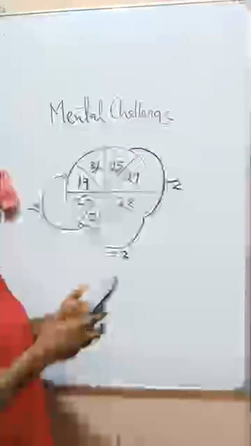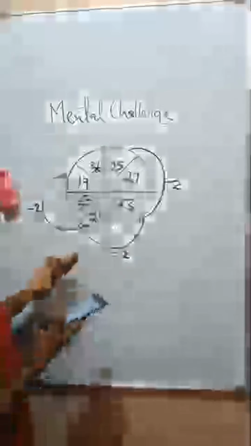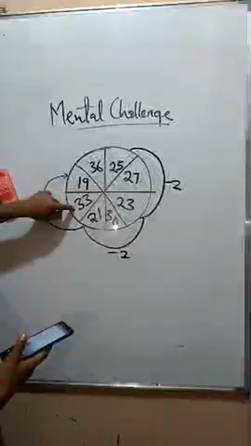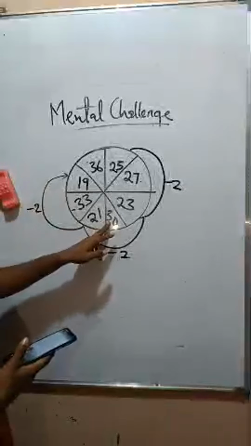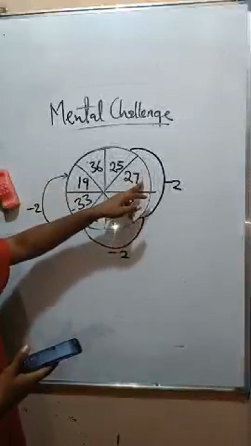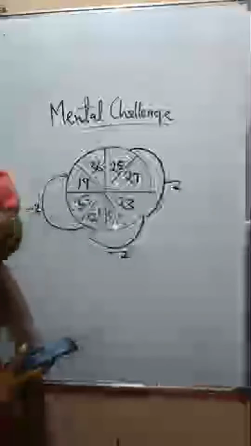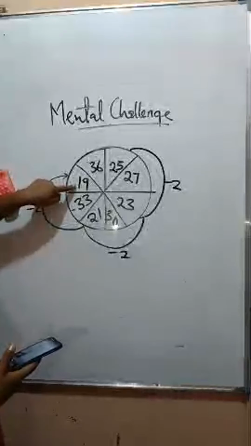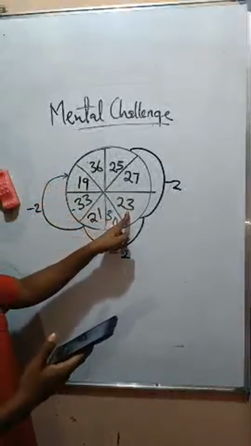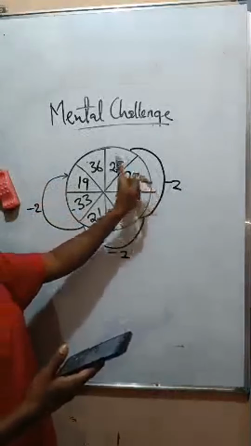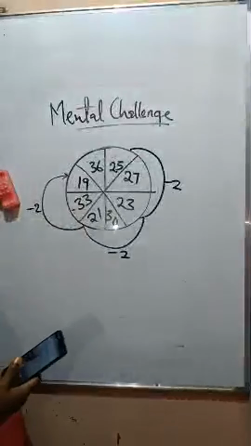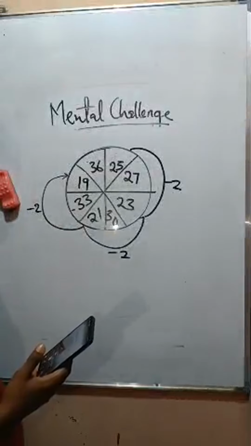Even if you go the other way, it's going to be 36 minus 3 is 33. 33 minus 3 is 30. 30 minus 3 is 27, and you are done because you are going to stop here. Then you start with 19 plus 2 is 21. 21 plus 2 is 23. 23 plus 2 is 25. So that is that.